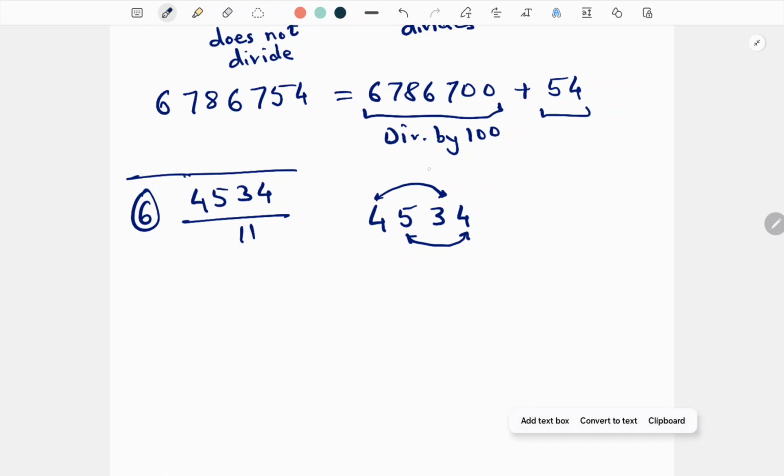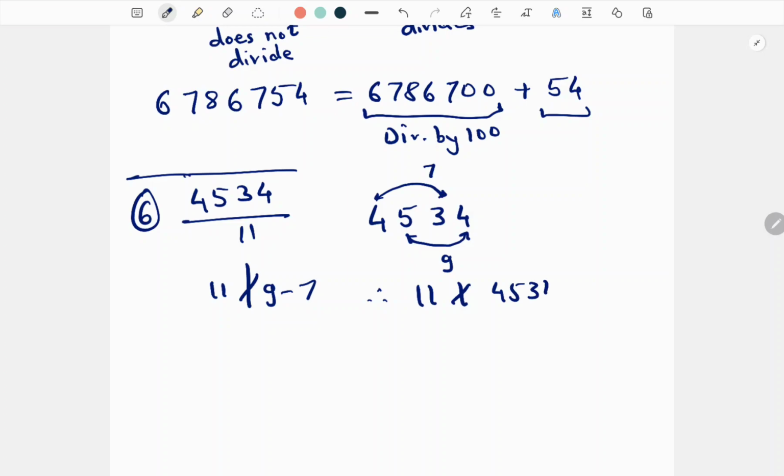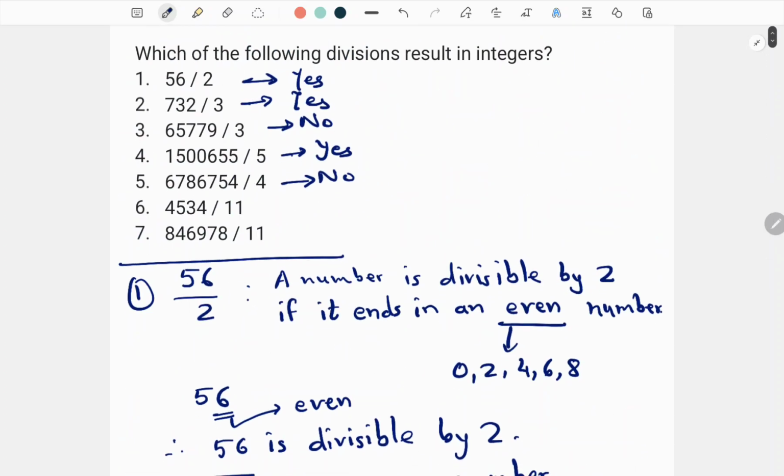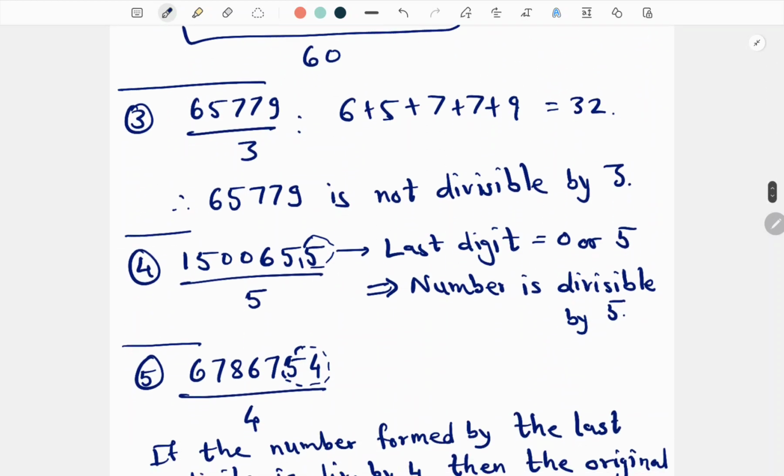So this 4 plus 3 is 7, 5 plus 4 is 9, and this 7 minus 9 or 9 minus 7, whichever way you write it, 11 does not divide this. Therefore 11 does not divide 4534. So we'll go over one more example that will clarify this. 846978. Let's see.